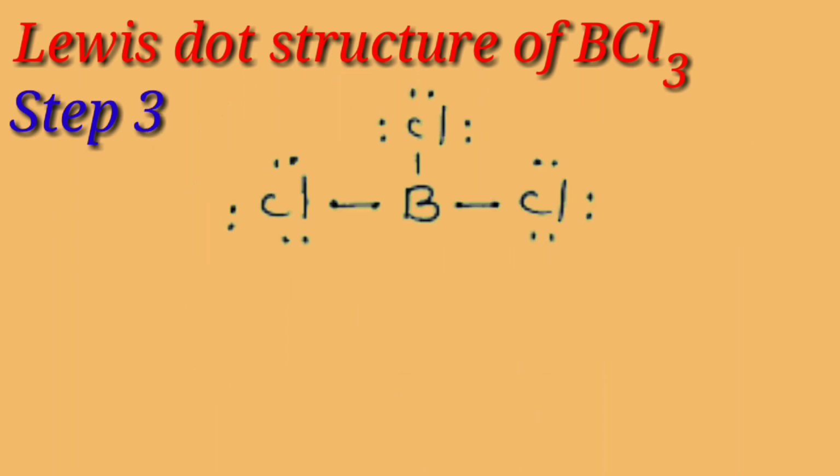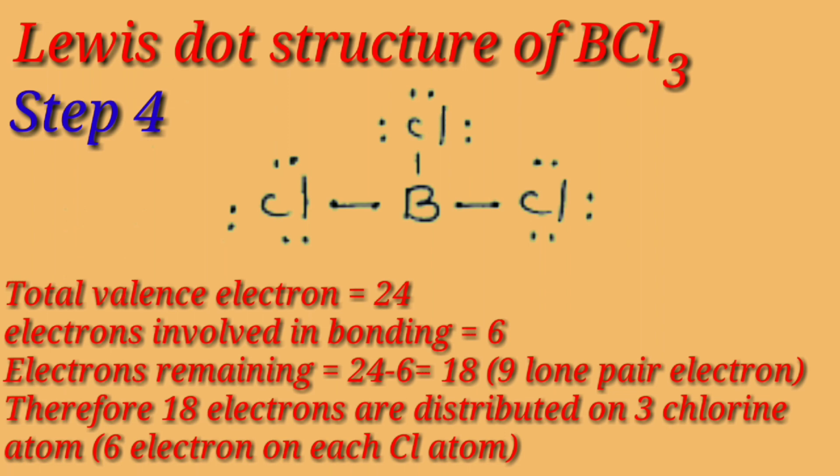Now, in the next step, we need to draw single bonds between central atom and surrounding atoms. In fourth step, we need to place remaining electrons in pairs around appropriate atoms. We need to start with outer atoms. That is, 24 minus 6 is equal to 18 electrons left. Therefore, there are 9 lone pairs to add.